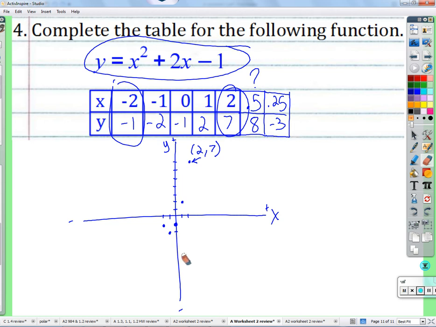But what if I told you that when you put in 0.5, it gives you something more like 0. Would you believe that it could maybe give you 0 or something close to 0? 0.5 is right here, the x. If it gave you 0, that means it would give you a point on the x-axis. Yeah, that's believable.